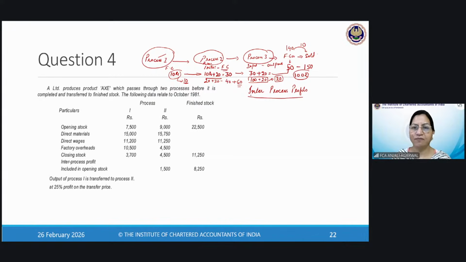But one very important aspect here is that what if there is closing stock?